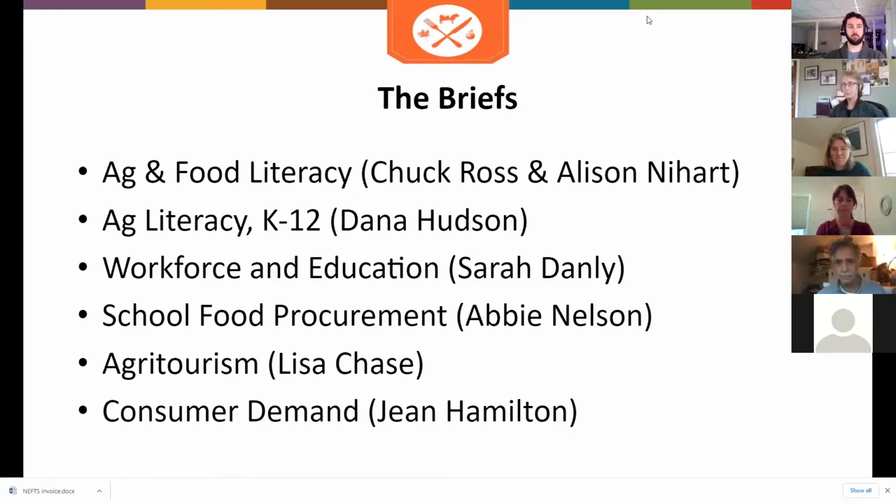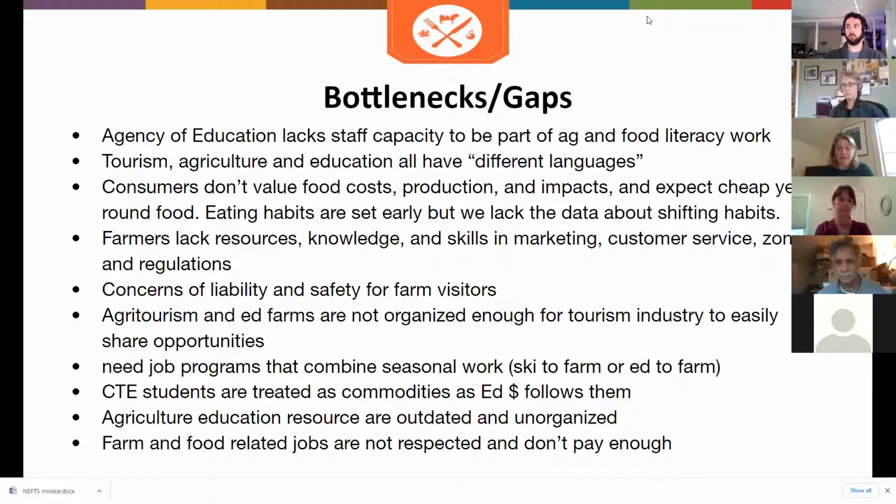I think next slide. All right, so this is a little dense, so I apologize, but this is actually 32 bullets or 32 points from 6 briefs that we were able to whittle down and consolidate into these. I think there's maybe 10 or 11 bottlenecks and barriers. And I'm sorry, I'm going to read them out to everybody.